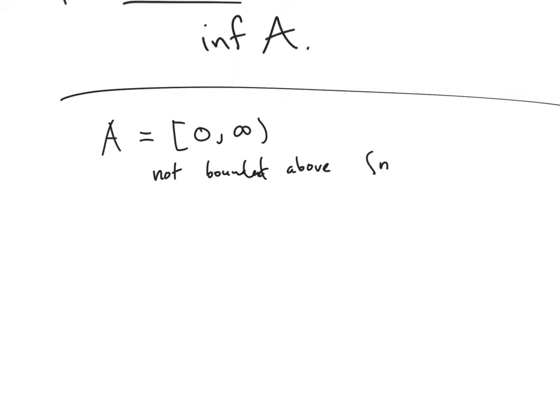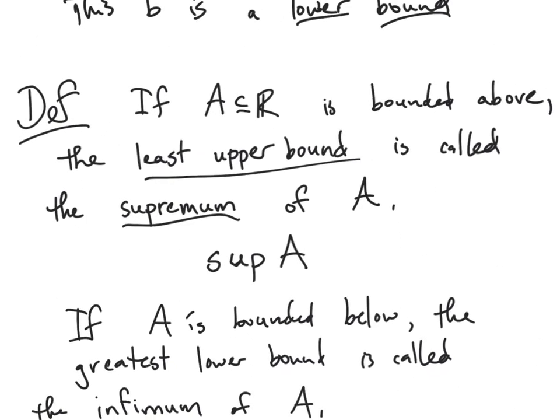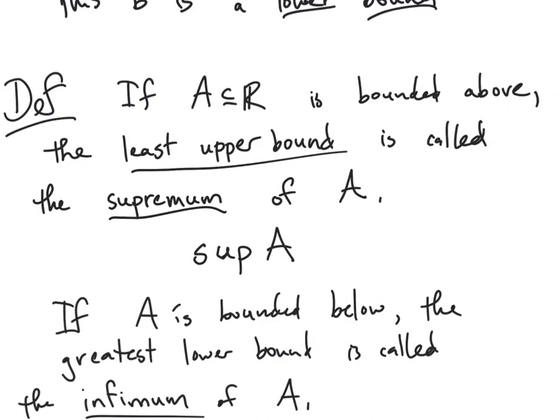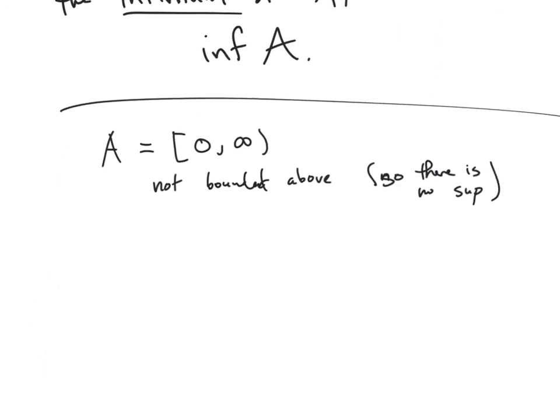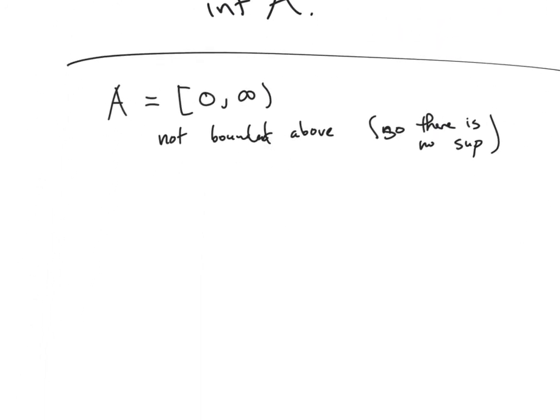That means in particular, there is no sup. The sup is the least upper bound, but if it's not bounded at all, then there is no sup. That's why I said as part of this definition, if A is bounded above, then the least upper bound is called the sup. If A is not bounded, you don't even talk about the sup. Is it bounded below? Yes, I think it is.